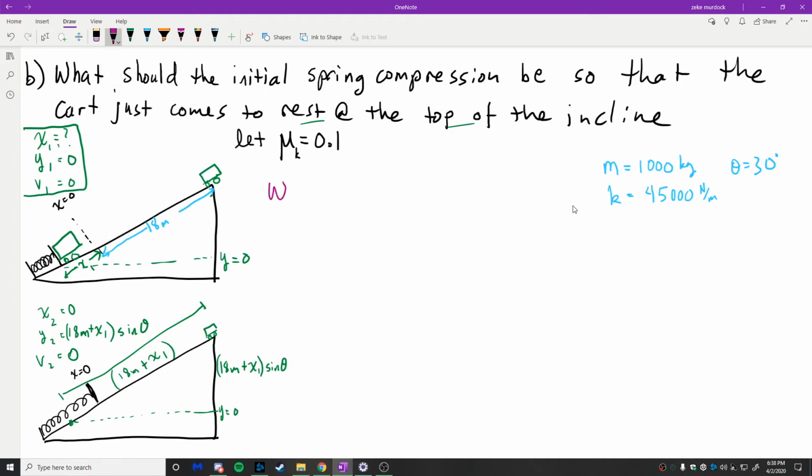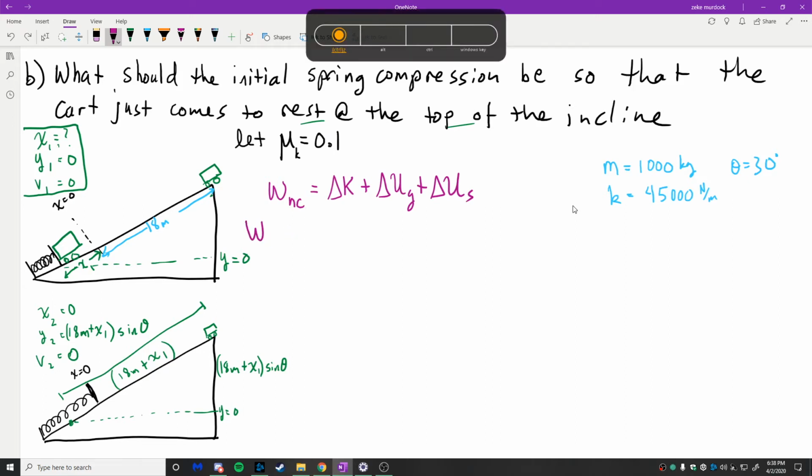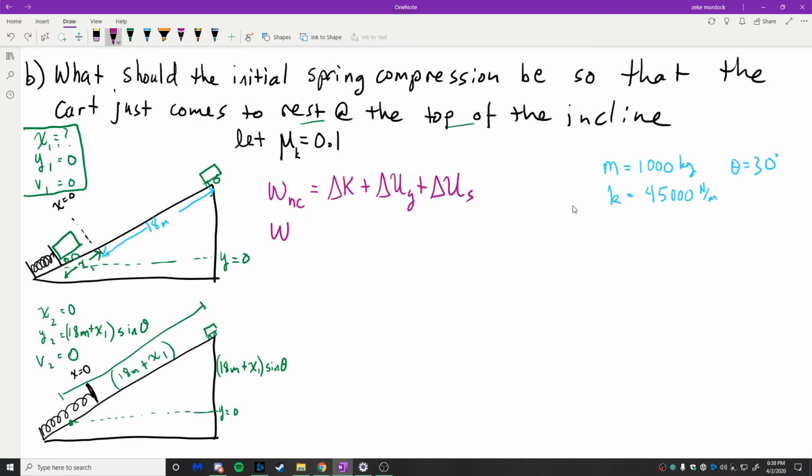Let's use this color. Here, the work done by non-conservative forces of this part is going to be the work done by the force of friction. The final kinetic energy and the initial kinetic energy are 0, so we can just say that this term is going to go to 0. For the potential energy due to gravity, that's going to be mg times y2 minus y1 plus this one, 1/2 k x2 squared minus x1 squared. The work done by friction.